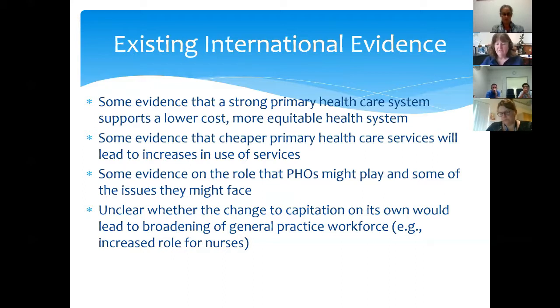And there was also some New Zealand evidence and some international evidence, but it was a bit unclear about whether the change to capitation on its own would actually lead to a broadening of the general practice workforce. In other words, will we get an increased role for nurses? Would other primary healthcare staff come into practices such as social workers, pharmacists and so on? And there were some New Zealand examples where that hadn't necessarily happened as a result of a change to capitation. Next slide, John.